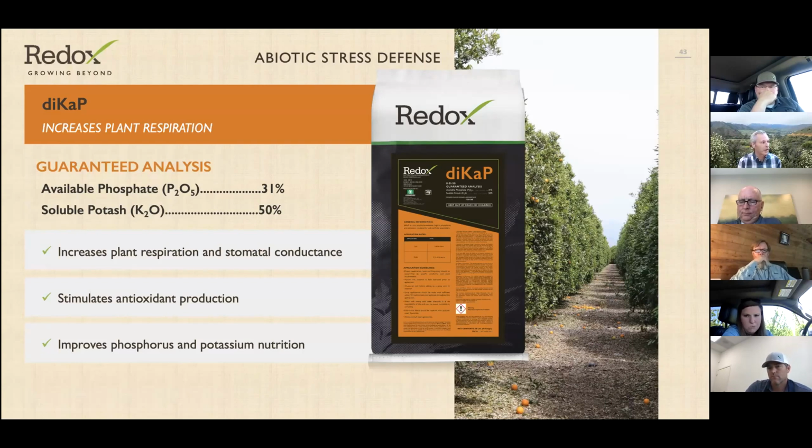The lightning round, the last thing we're going to talk about today, the last trial. And this one is specifically a trial that was conducted using DiCap. So DiCap is also a reactive product containing 31% phosphorus, 50% potassium. DiCap's commonly used for issues in the abiotic stress defense category, such as heat stress, water stress. It's specifically formulated to increase plant respiration and photosynthesis. It also stimulates the production of antioxidants.